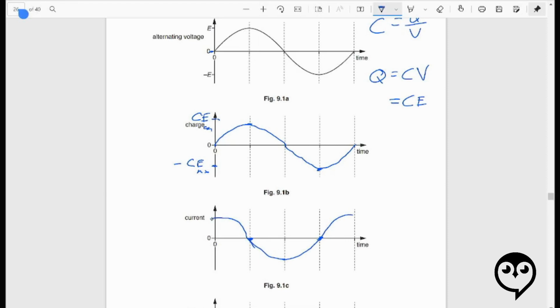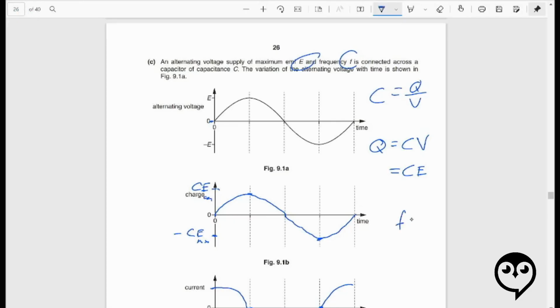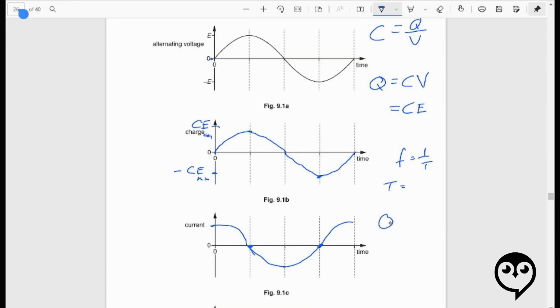And how are we going to label, let's see, what are they doing with where do we label the frequency? What's the frequency? Frequency is 1 over the period. The period is the time for one cycle. Current. Oh, I see. Current is equal to charge per unit time.